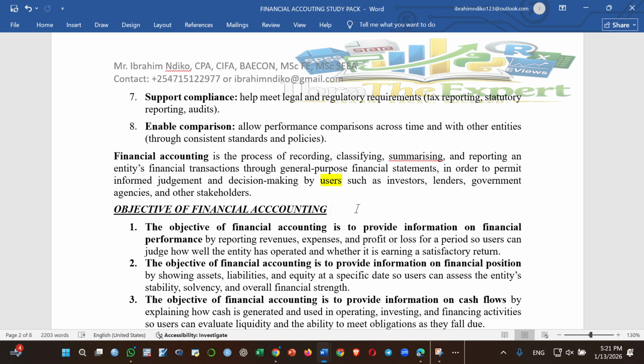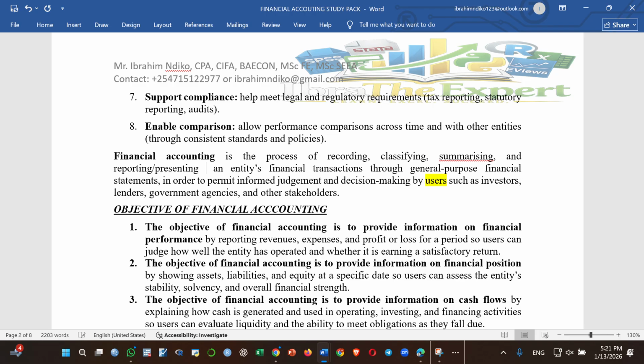Now, once we record all the information, we classify, and then we summarize, and then we present, or report. When you talk about reporting, it's the same as saying presenting. So reporting or presenting an entity's financial transactions in the form of a financial statement in order to permit informed judgment by the users of this information.